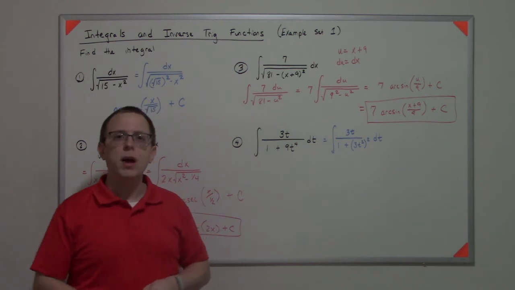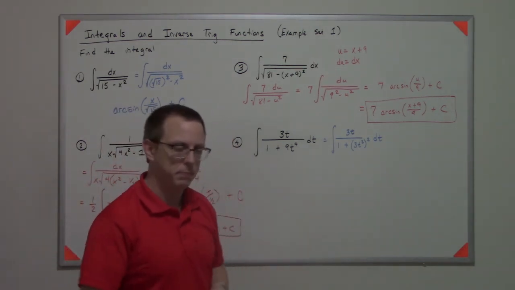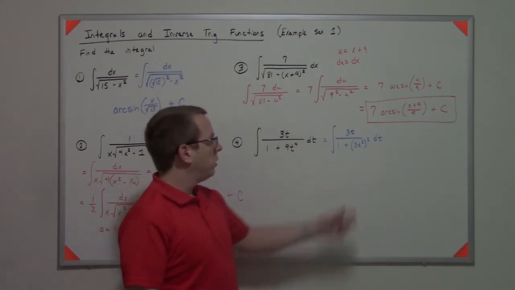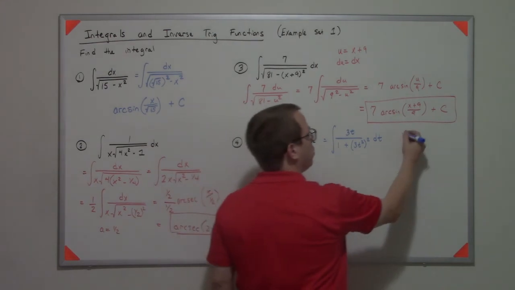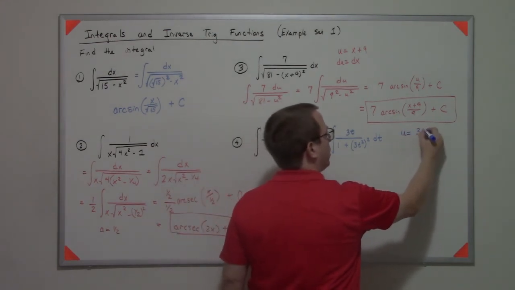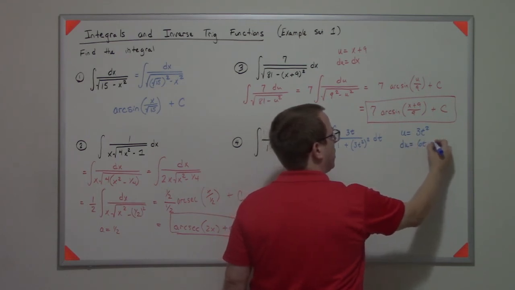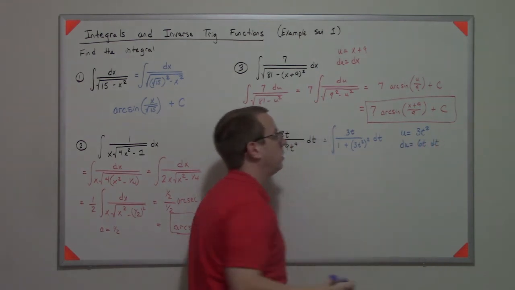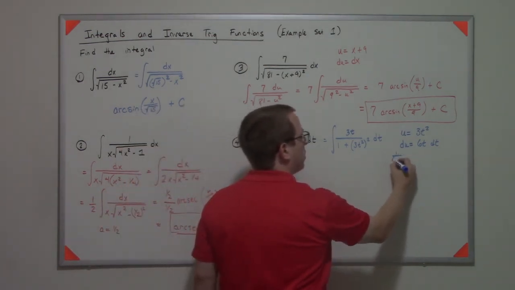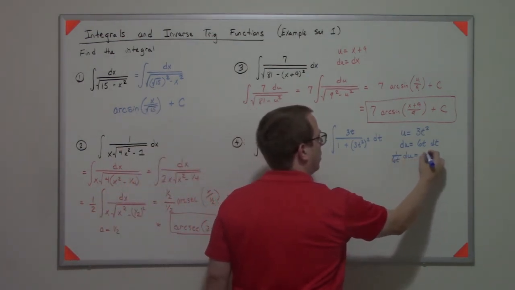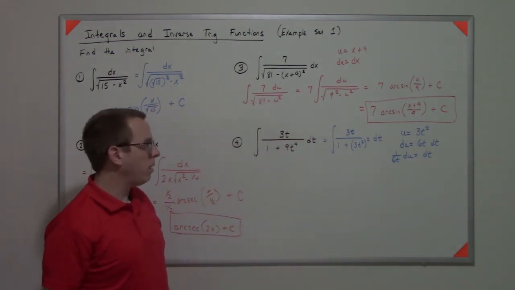And the reason we want to write that is because we're trying to fit this into a box, we're trying to fit it to a template. So if I do that, I can take this piece here as u. I can say, all right, u is 3t squared. du is 6t dt. So what that tells me is that 1 over 6t du equals dt. Okay?